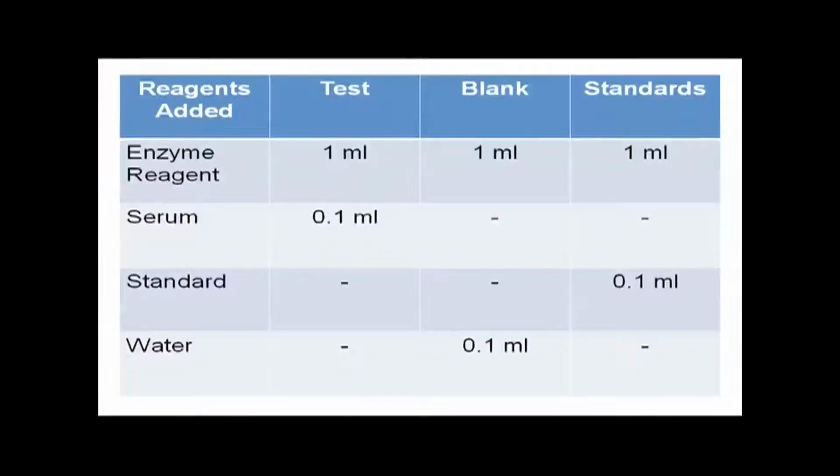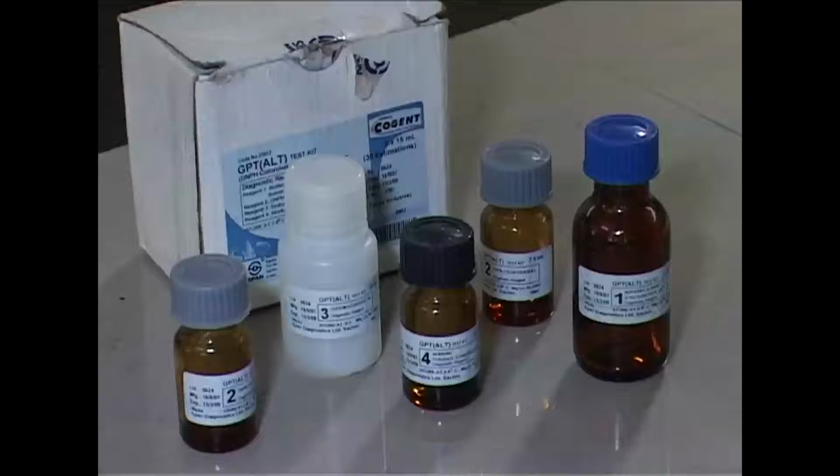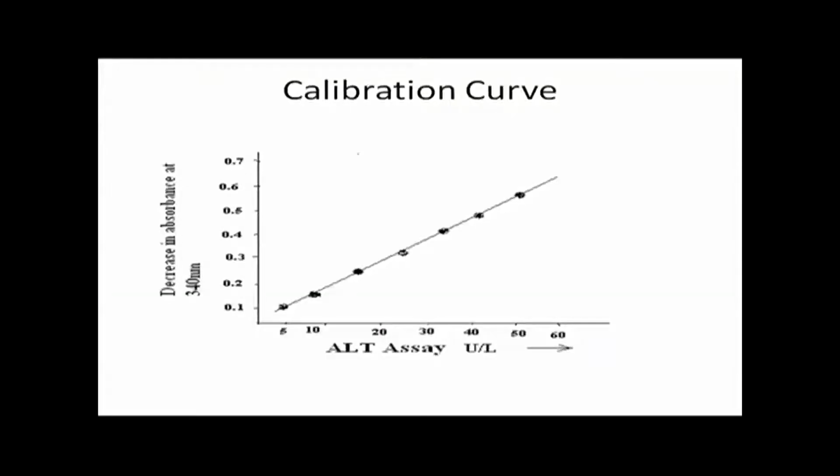Now, the working table, the enzyme reagent as well as standard is taken. As standard, you can take any standard enzyme that may not be provided by the kit. From this standard enzyme, you will have an idea about the extent of reduction of the NADH, which will help you to construct such a calibration curve.